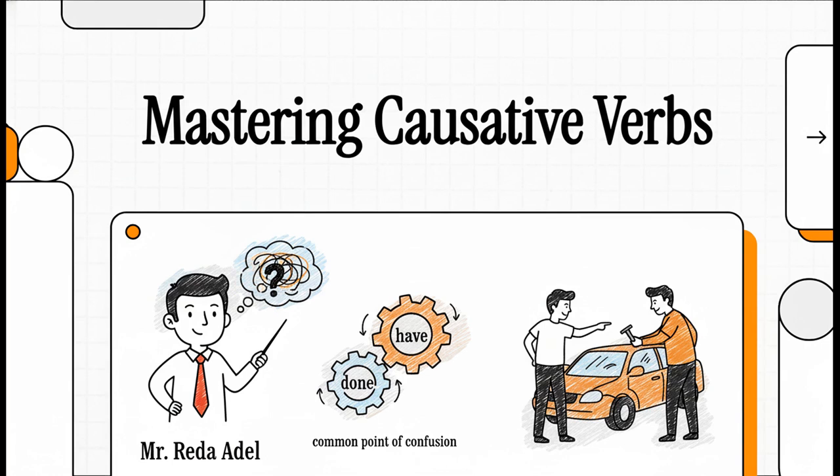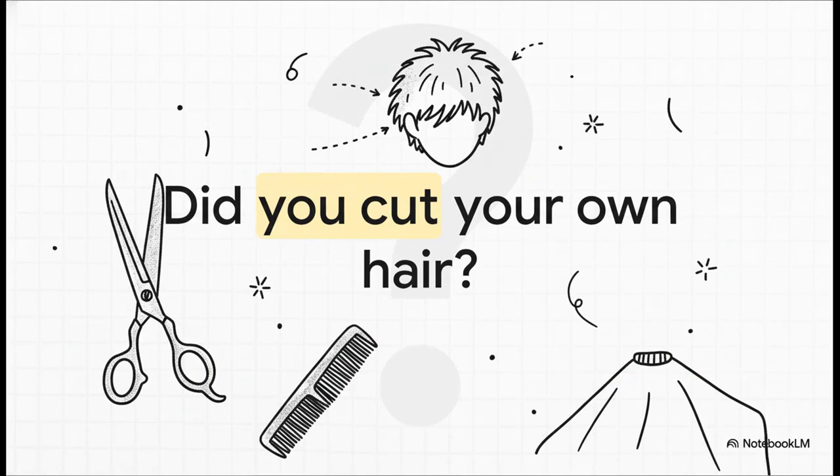To get us started, let's jump right in with a really simple, everyday example so you can see exactly what I mean. Just think about the last time you got a haircut. Did you actually stand in front of the mirror with a pair of scissors and do it yourself? Or did you go to a salon and have someone do it for you? How we answer that question is the key to everything we're talking about today.